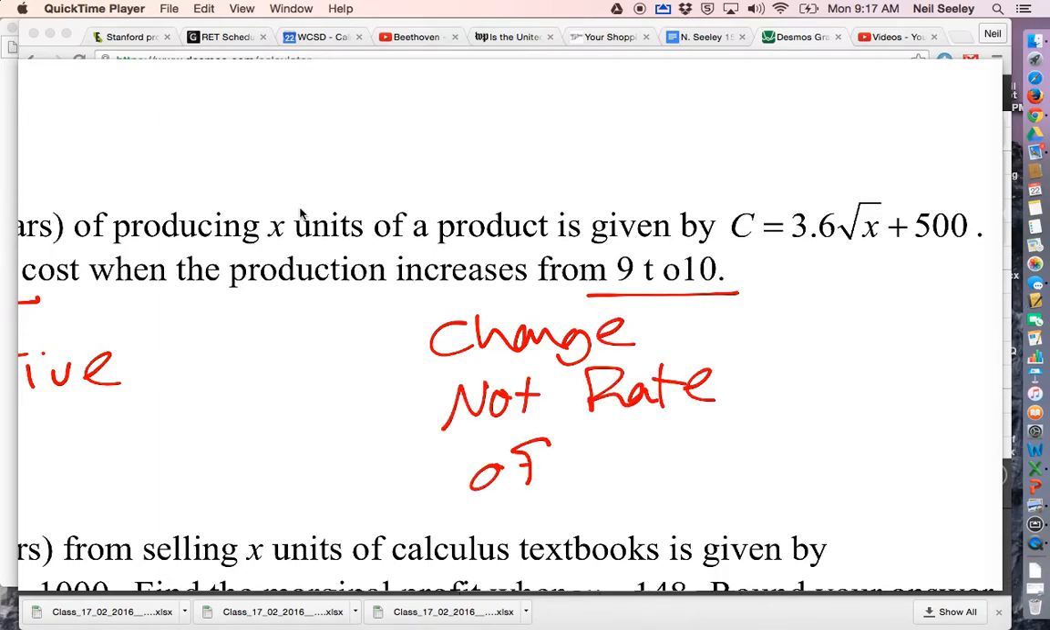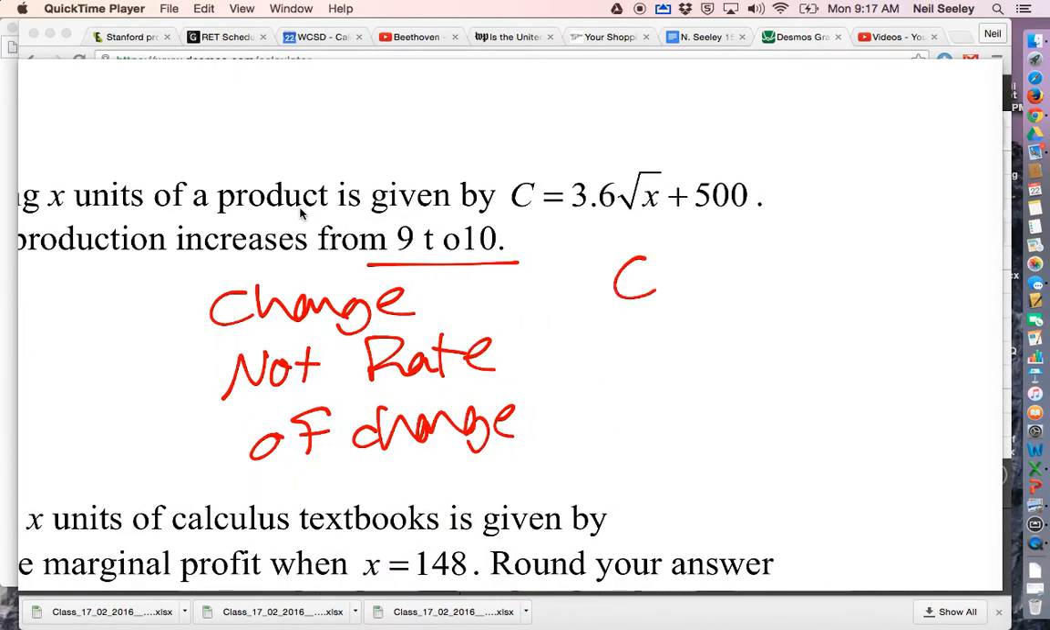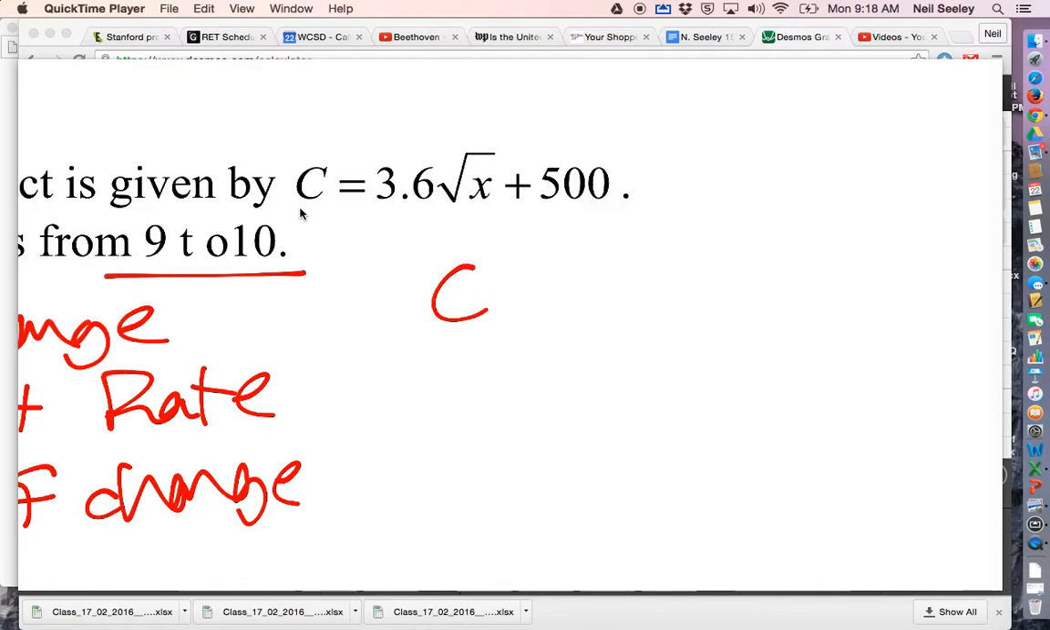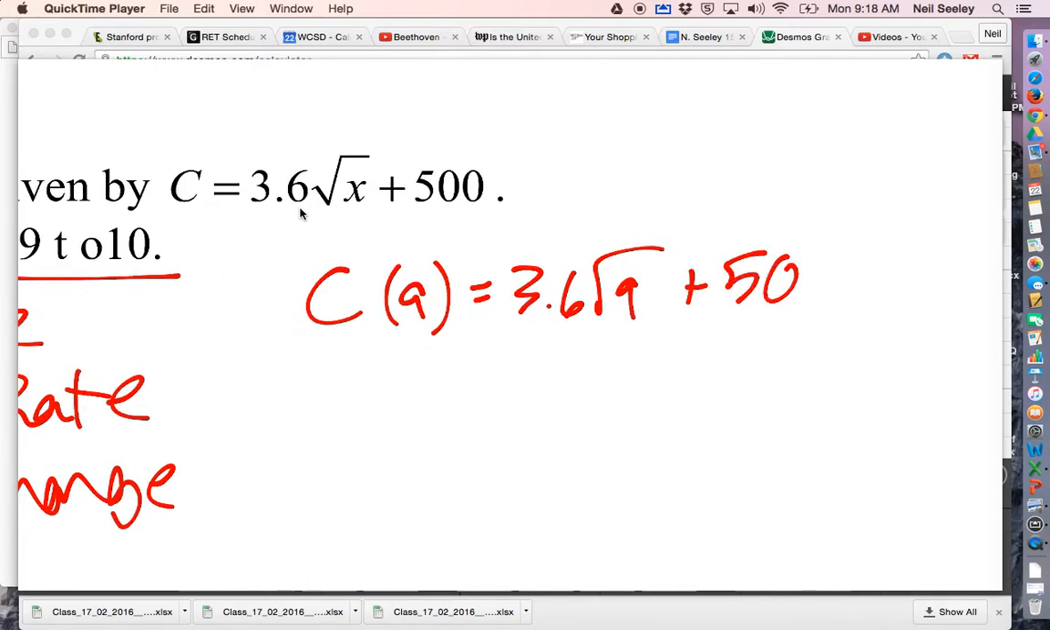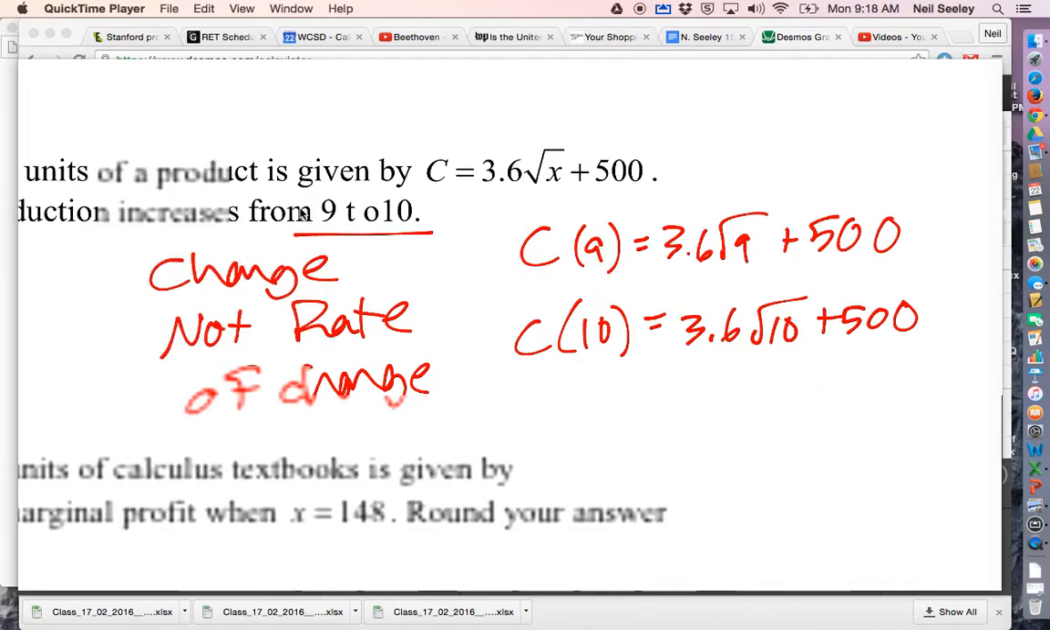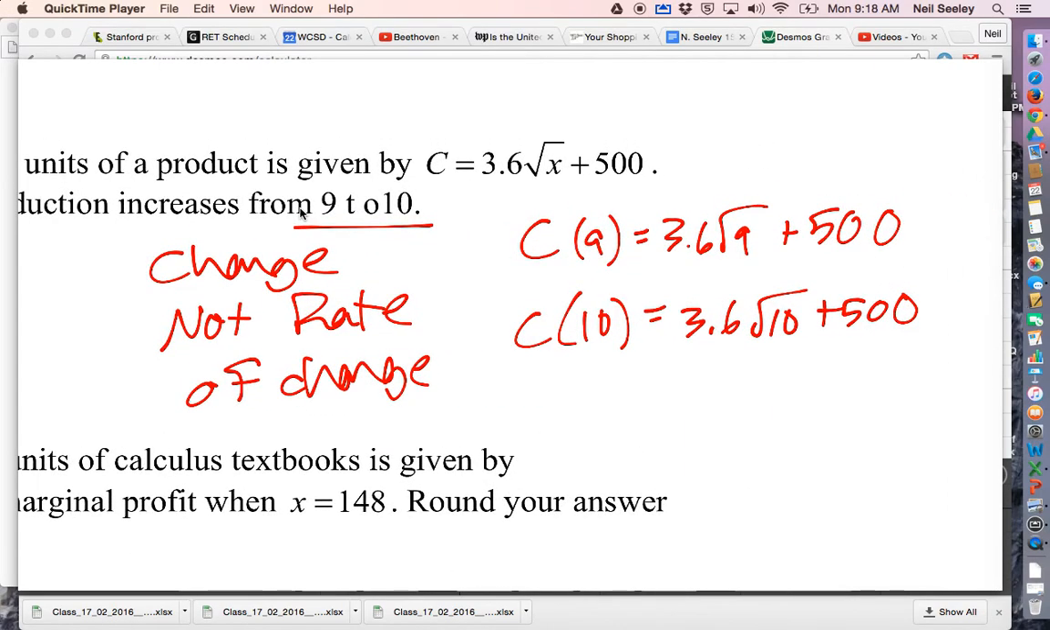So be careful. What that'll mean is you simply take the cost increases from 9 to 10, so I'm just going to take that additional 9 units of production. So a C of 9, plug that into my function, so 3.6 square root of 9 plus 500. And that's my 9, and then I go to 10 units. There's a cost associated with that, so 3.6 square root of 10 plus 500. All I'm asking for is whichever is higher, we're looking for the change, the increase or the decrease that happens going from one to the other. So we're simply going to just subtract those two.